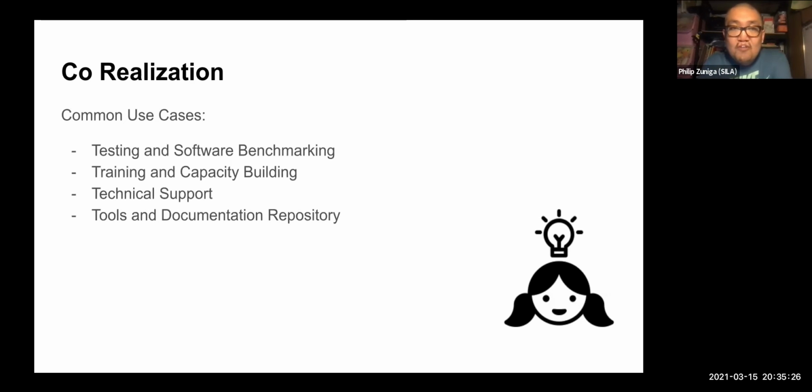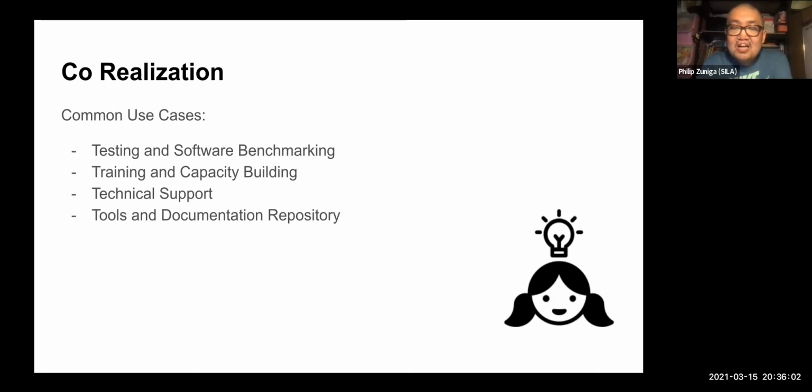So here are some of the common purposes that we have seen from the labs across the region. Number 1, there are labs that are focusing on testing and software benchmarking. I know that the Vietnam Interoperability Lab is focusing on testing. So that's one thing. There are labs that will focus on training and capacity building. So instead of developing solutions, there are interoperability labs that conduct training and capacity building for the different software developers in the country. So that's another use case.